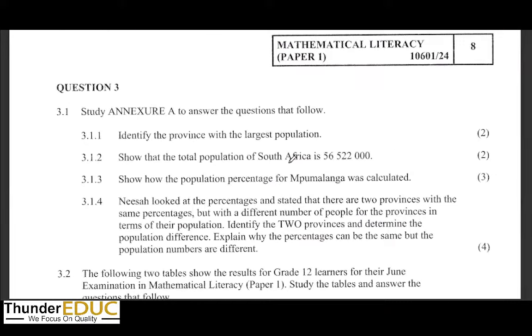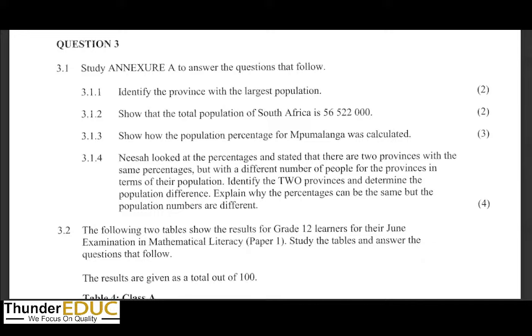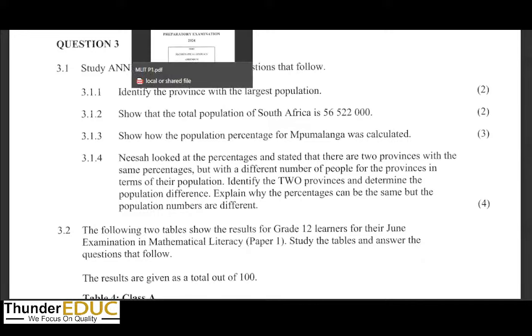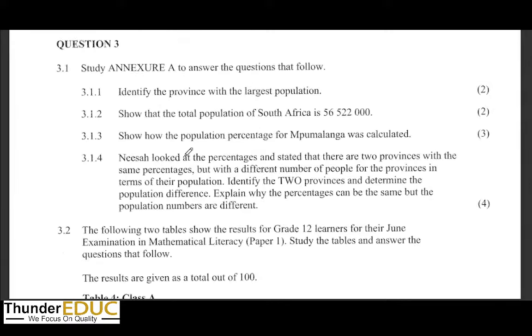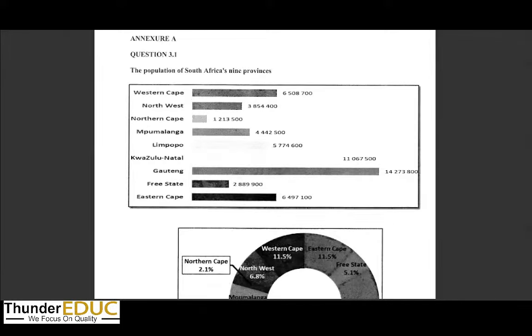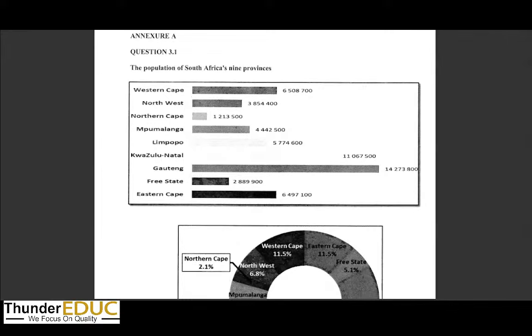All right, we look at question number 3. Let's look at our next Annexure A. This is how it looks. Identify the province with the largest population. Definitely, we come here and see the population of South Africa. Nine provinces. The largest is this one here.